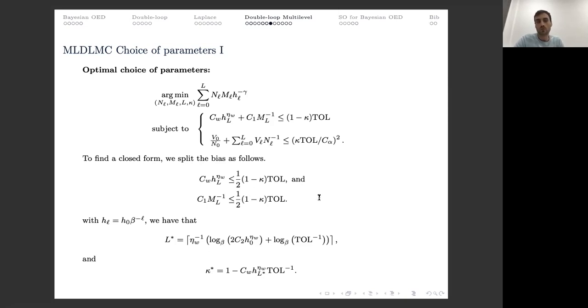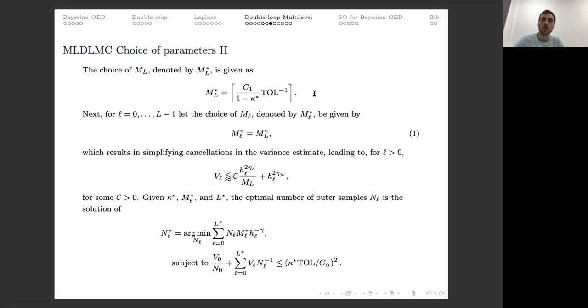Just recalling that kappa is the splitting factor between the error, between the variance and the bias. And here the 1/2 is related to an extra split that we do between these two biases. Of course, when we do this, we can solve these two constraints and we can get the optimal number of levels, L star, and kappa star. And we can get as well the number of inner samples. And again, the number of inner samples is proportional to tau to the -1. And as I showed you before, when we use the Laplace approximation in the inner sample, the integral is very well approximated using only one sample.